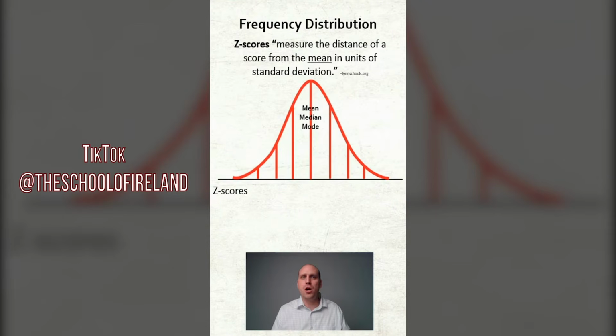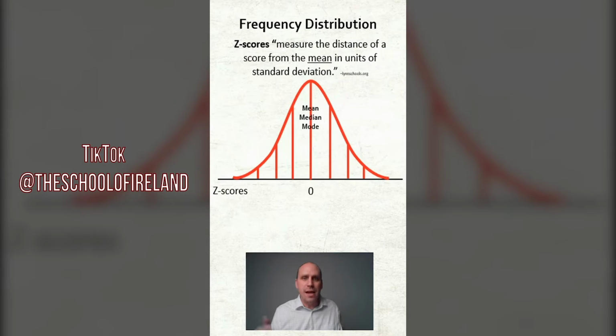Okay, next up, we're going to talk about z-scores, which measure the distance of a score from the mean or average in units of standard deviation. Let me show you what this looks like. For AP psychology purposes, z-scores will always look as such. And we're going to start right here in the middle because that's where the mean is, that's where the average is, with a z-score of 0.